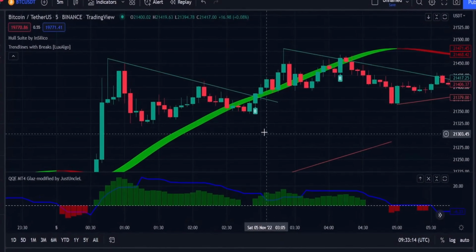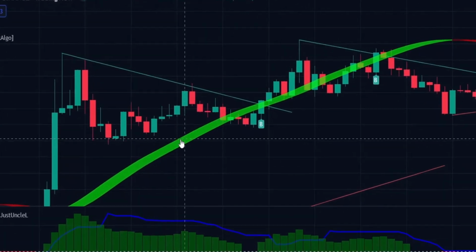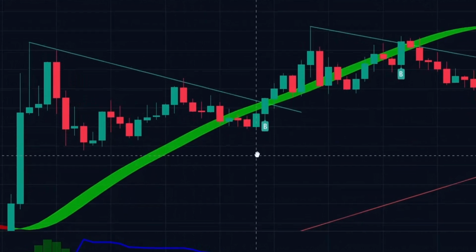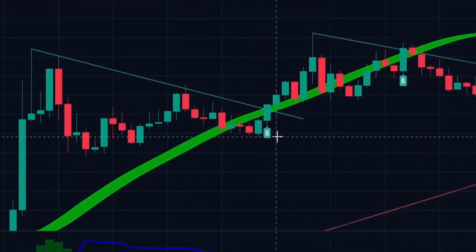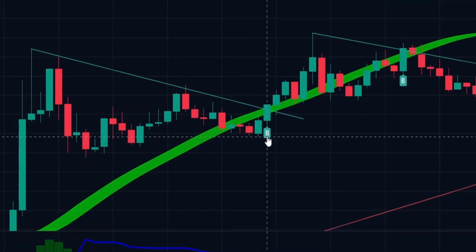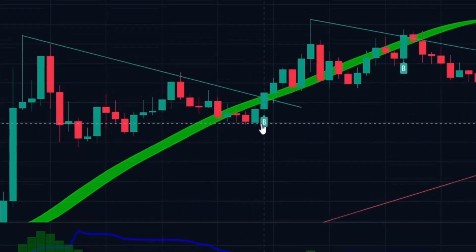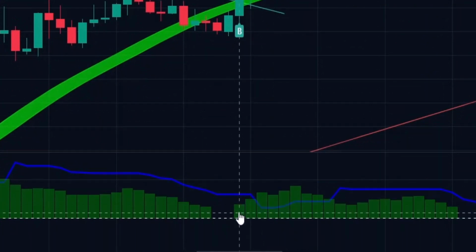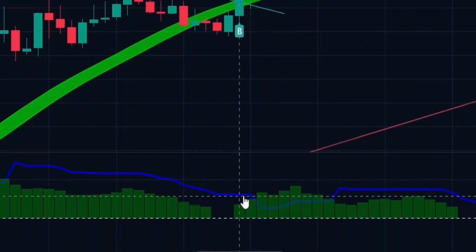Here's another example. We see the Hull Suite is green in color, and this is a signal that the market is being controlled by bulls. We also had a valid pullback, and then the price action made a bullish breakout. After these rules are confirmed, we'll see if the QQE confirms these signals. And for that, the QQE needs to be green, and the blue line should be above the 0 level.